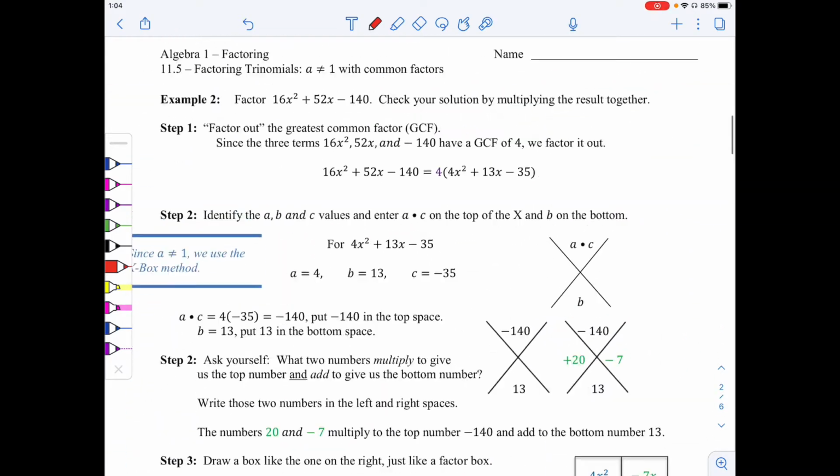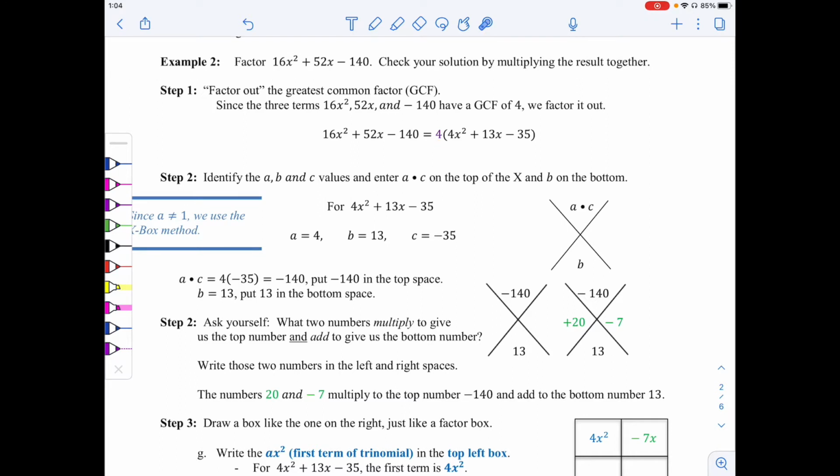Okay, next one. This one we took out a factor of 4. So a GCF of 4 for each one. If you divide by 4, divide by 4, divide by 4, you could take out the GCF. So we have 4x squared plus 13x minus 35, and that's our leftover that goes in the parentheses. And then again, we just factor this as usual. And now you notice our a is 4. It's not equal to 1.